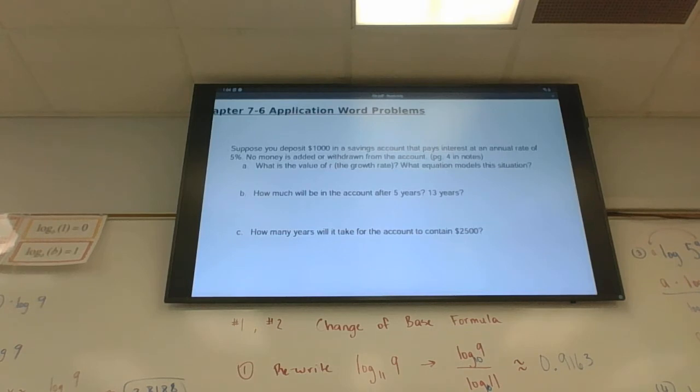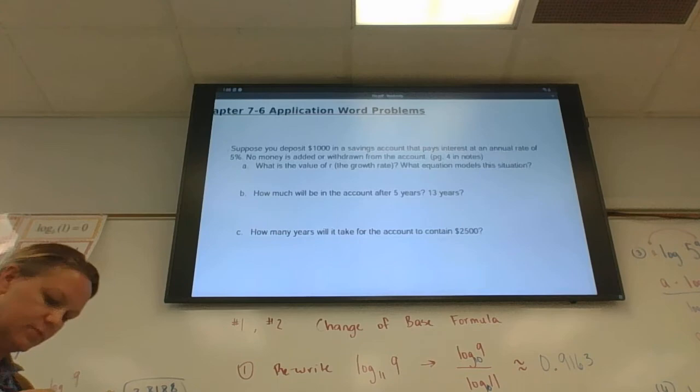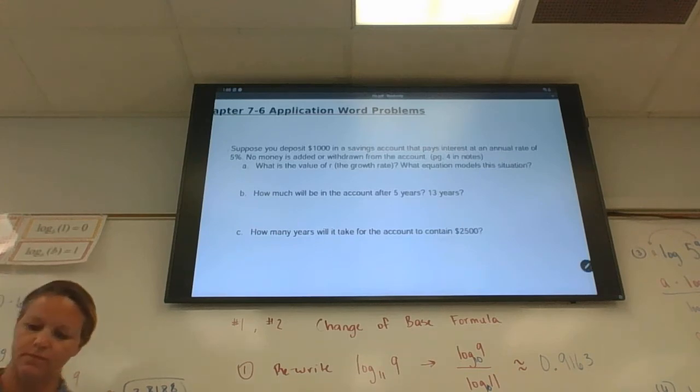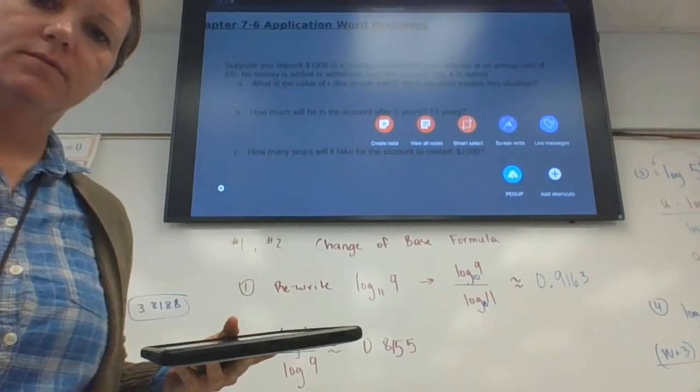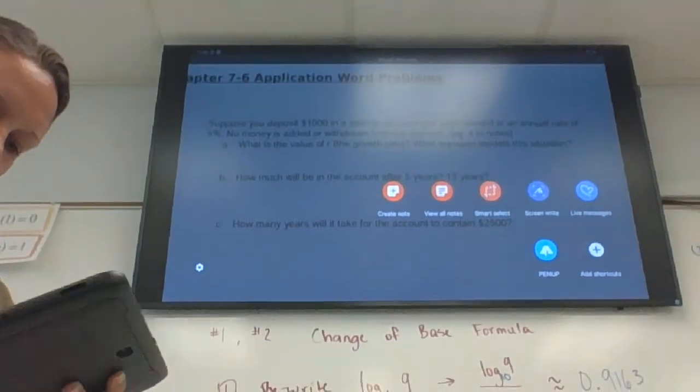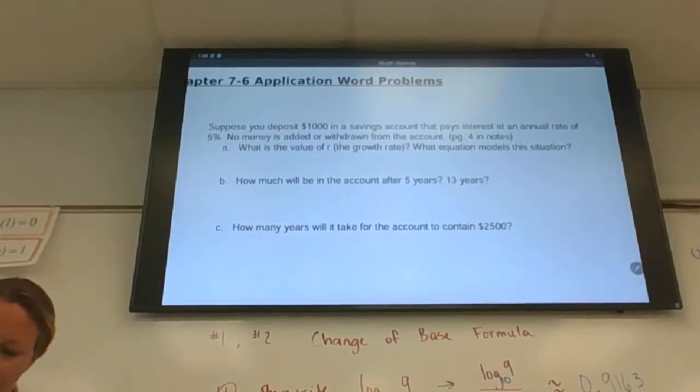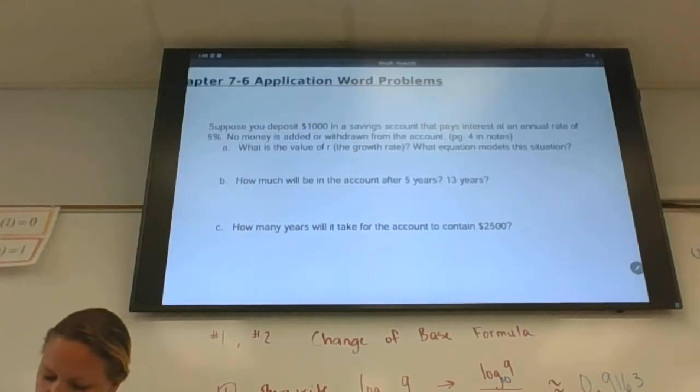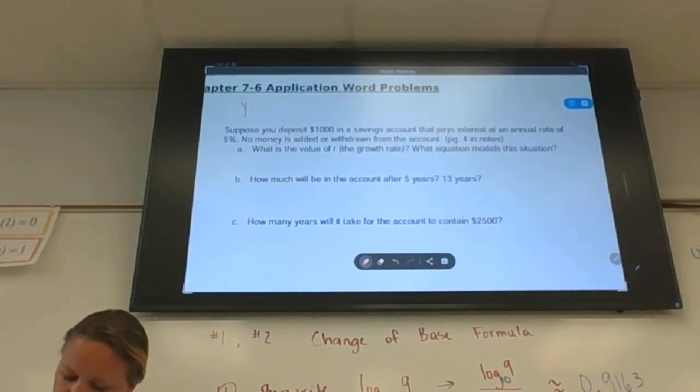These problems are posted in Schoology, under 7-6 applications. Wait, would I start off with 1,000 like this? Yes, 1,000 would be there. If they say you deposit 1,000, don't you have 1,000 in that mix? So, the growth formula that we covered a long time ago, but we reviewed for your quiz.